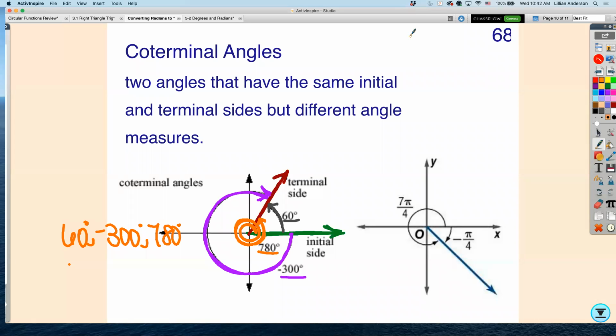The same thing works with radians. I have my initial side on the positive x-axis. I have my terminal side anywhere really. And then whether I go counterclockwise to make a positive angle or clockwise to make a negative angle, they are two coterminal angles. So here's an example. This is 7 pi over 4 if I go in the counterclockwise direction. But if I go in the clockwise direction, that's negative pi over 4. These two are examples of coterminal angles as well. They're just in radians.